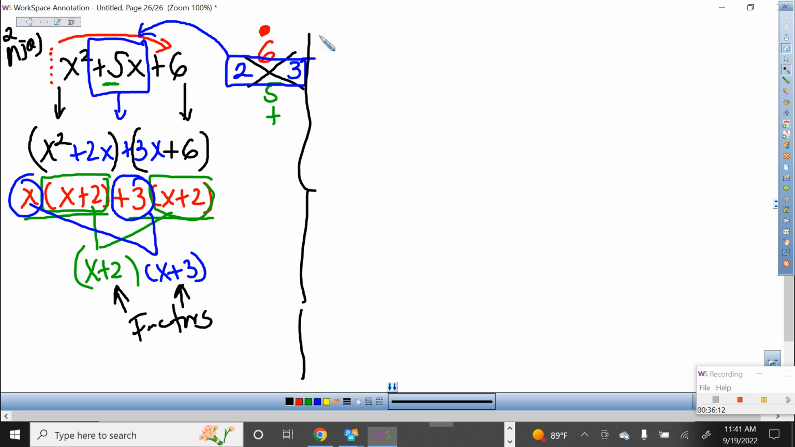Let's do example 2, Star Wars Q. And let's do x squared plus 6x plus 8. Is it in standard form? Yes. Is there a GCF?